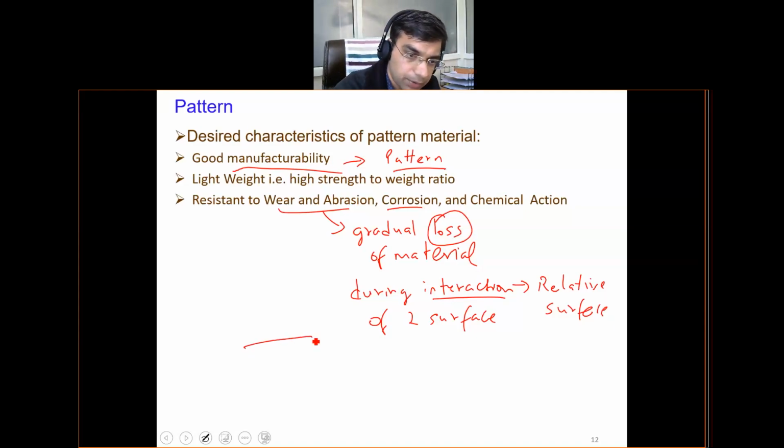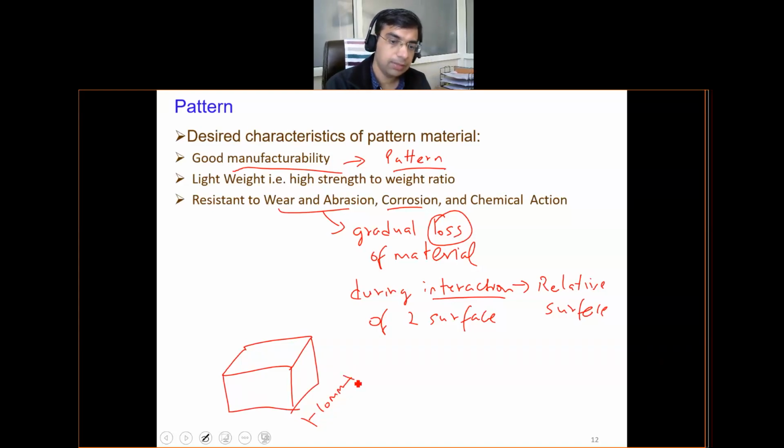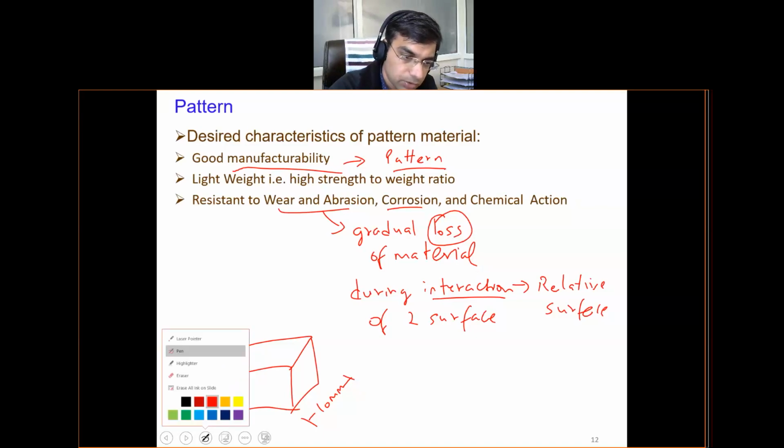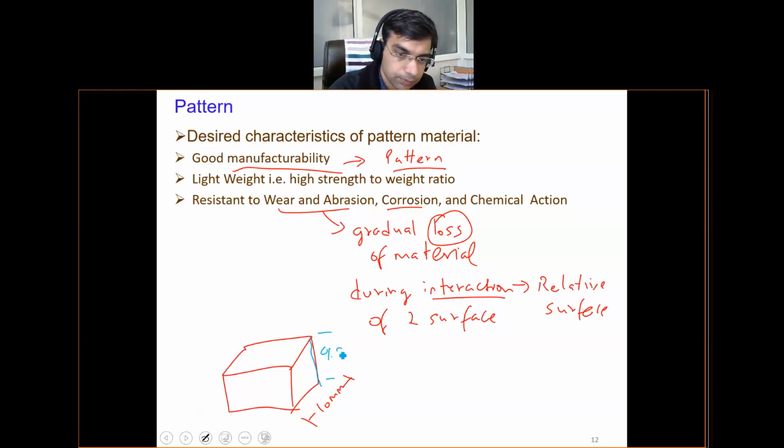Because if I am casting a cube, I have intended to produce a cube with the side of 10 millimeter. Since it will be a cube, all the sides will be of 10 millimeter. So if by chance this wear or corrosion happens, there will be loss of material. So when there will be loss of material, what is going to happen? Maybe one of the dimensions, maybe this dimension, comes to 9.9. So since the material is now lost, some of the material will be lost.